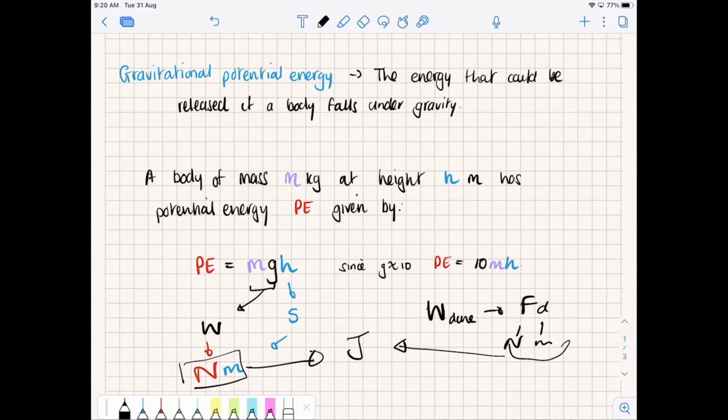Is it easier to pick a ball up or let the ball go down? Let it go down. Why? Because it's actually work with gravity, whereas when you pick a ball up, it's work against gravity. And so that is the link between work and energy.